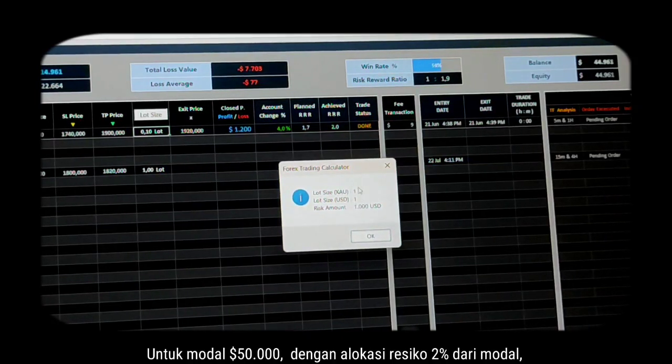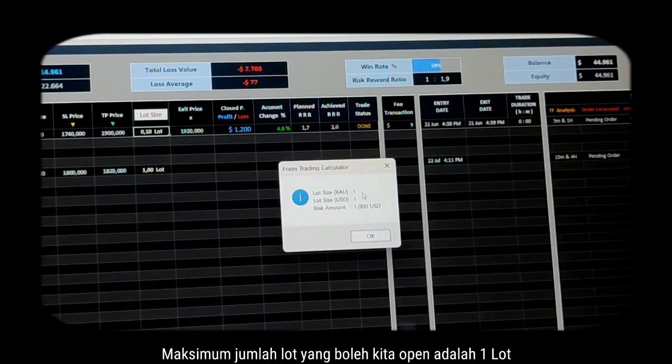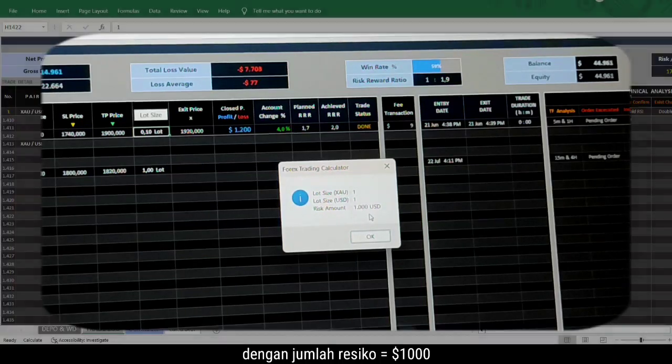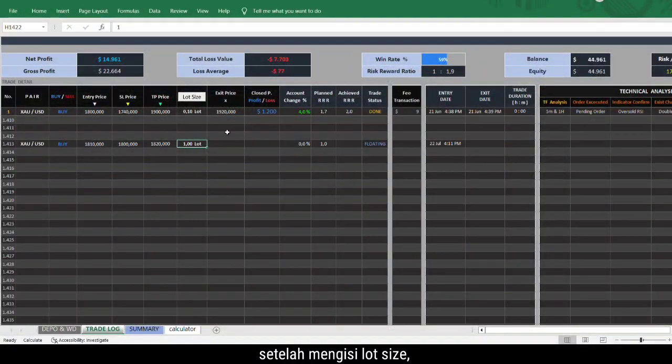So for a capital of $50,000 with a risk allocation of 2%, the maximum lot we can open is about 1 lot with a risk amount of $1,000. After filling the lot size, next we fill in the exit price when the trade closed.